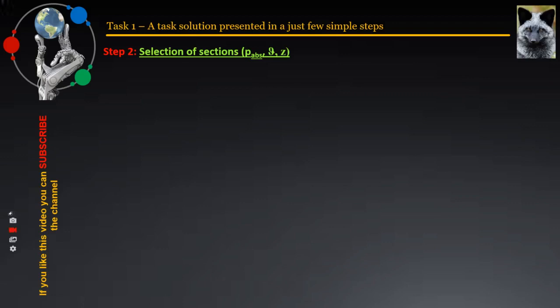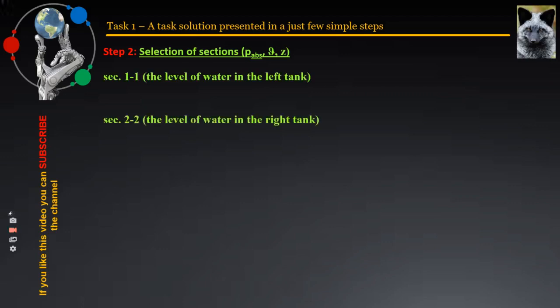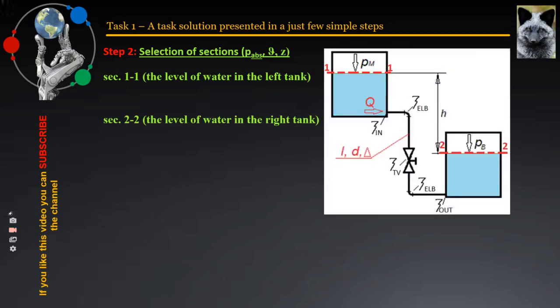It's only necessary to follow both ends of the height h, which takes you to the places where you need to select the sections. So after applying this rule, in our case, this will be section 1.1, the level of water in the left tank, and section 2.2, the level of water in the right tank. Be sure to indicate the places on the diagram where the two sections are selected, as demonstrated in the sample work diagram presented on the slide.